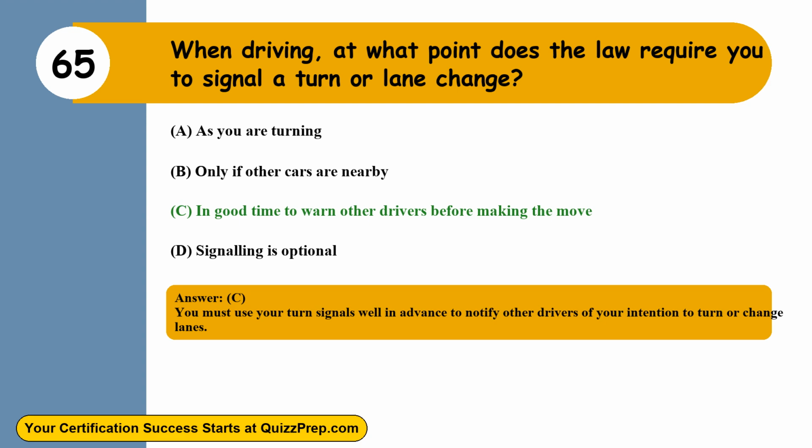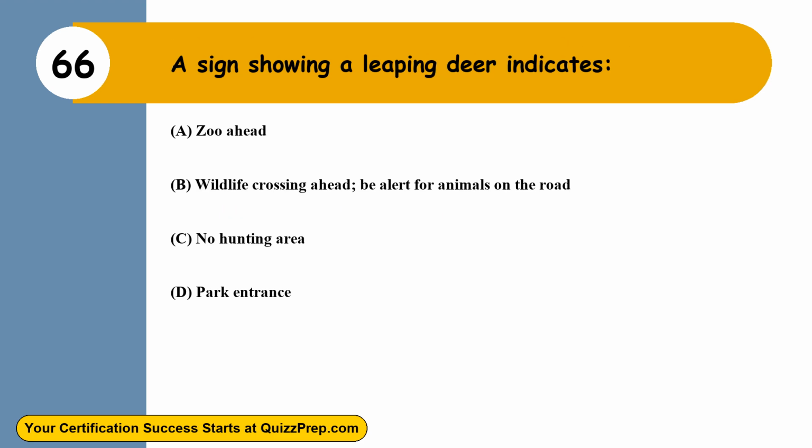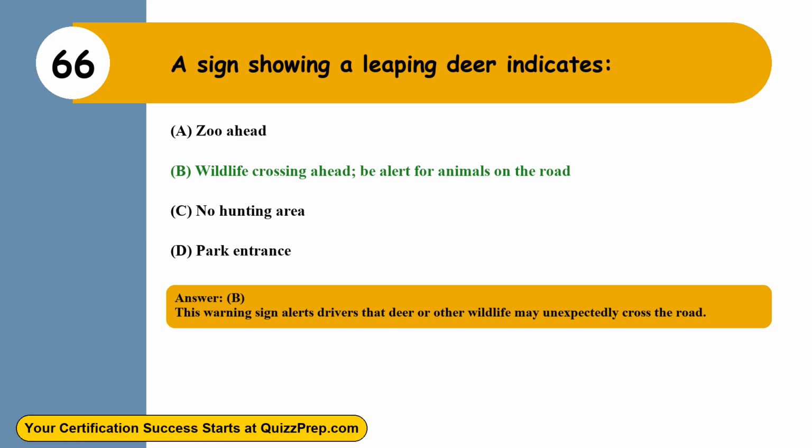Question 66. A sign showing a leaping deer indicates: Option A. Zoo ahead. Option B. Wildlife crossing ahead. Be alert for animals on the road. Option C. No hunting area. Option D. Park entrance. The correct answer is option B. Wildlife crossing ahead. Be alert for animals on the road. This warning sign alerts drivers that deer or other wildlife may unexpectedly cross the road.